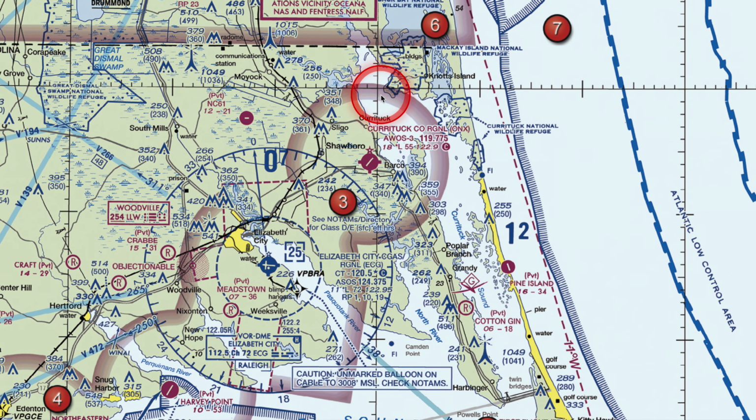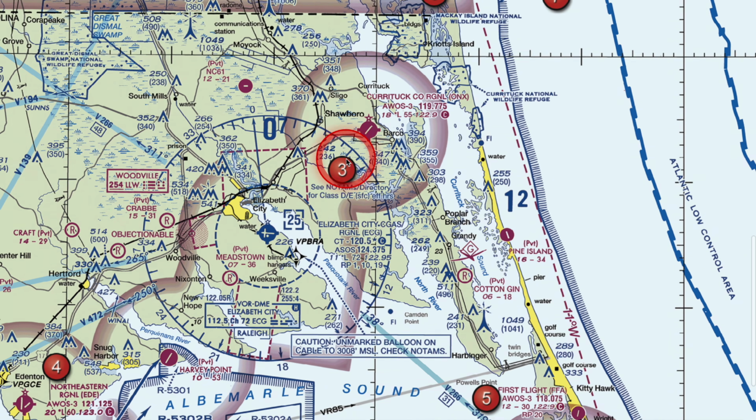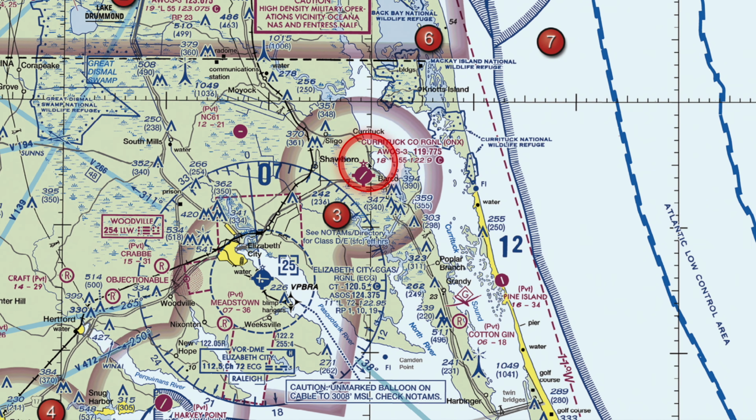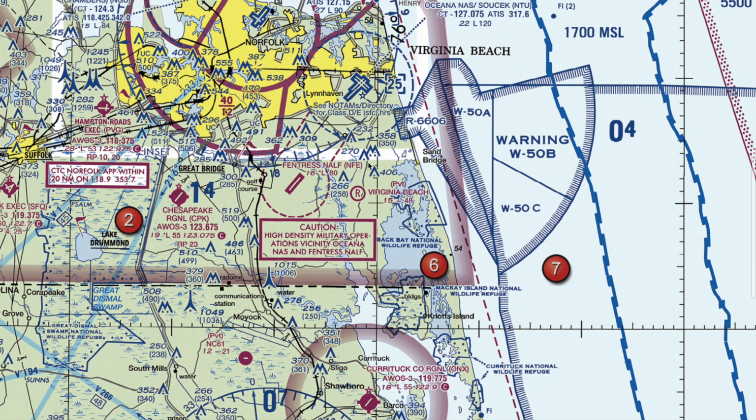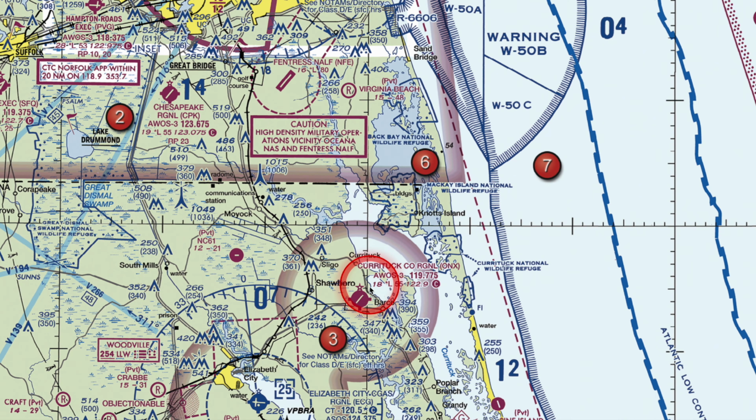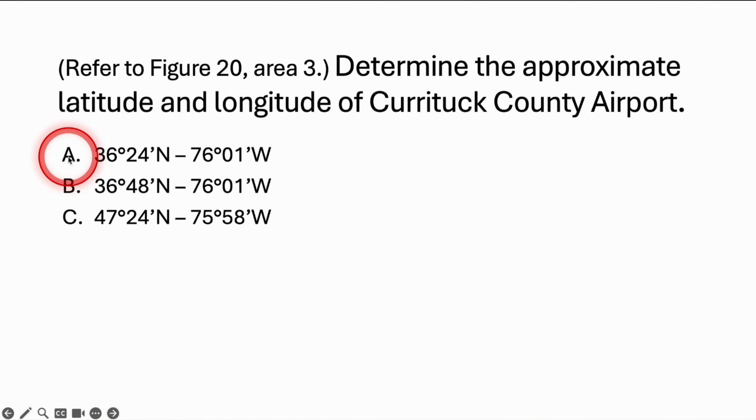So if this is 30, then we go 29, 28, 27, 26, 25, 24. So horizontally on the line of latitude, this is located at 36 degrees, 24 minutes. Now the longitude, once you can find it, it's a little bit easier. So here's 76, and it's just to the left of that 76 right here. As you go to the left, it counts up. So it's one tick mark over, so it's 76 degrees and 1 minute. If you look at our answer choices, it should be A.